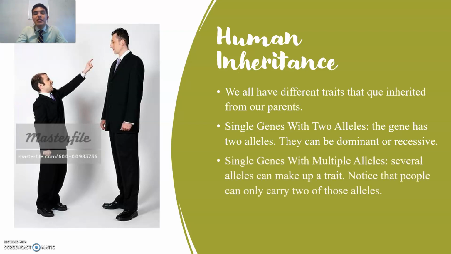Now we have single genes with multiple alleles, and several alleles can make up a trait. Notice that people can only carry two of those alleles. So something very important to notice is that when many alleles are recombining in order to create a new gene, then the allele is going to change. So even though there are many, they are going to recombine to be in the gene at the end.